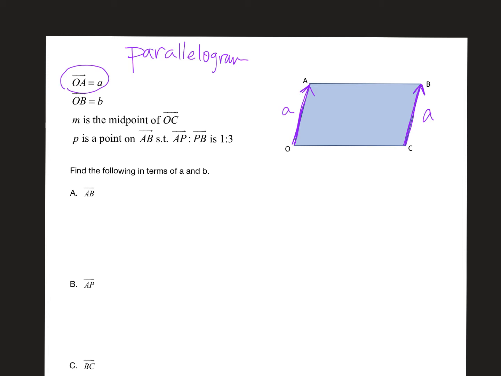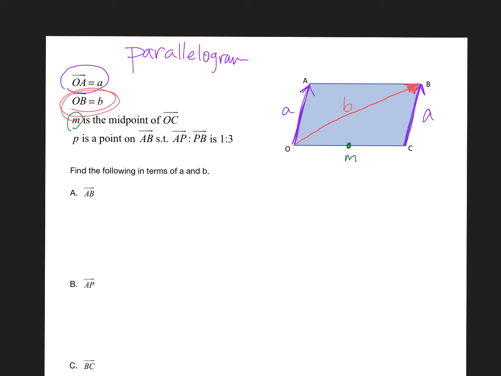All right, so now going back over here and switching colors, vector OB, okay, so this, again, I'm going to have to draw this one in. OB, again, make sure I have an arrowhead so I know the direction this thing is going. This is called B. Okay, now what else do we know? And again, I'll switch colors. M is the midpoint of OC. Okay, so here, this is M. All right, and then P, let me switch colors one more time. P is a point on AB.